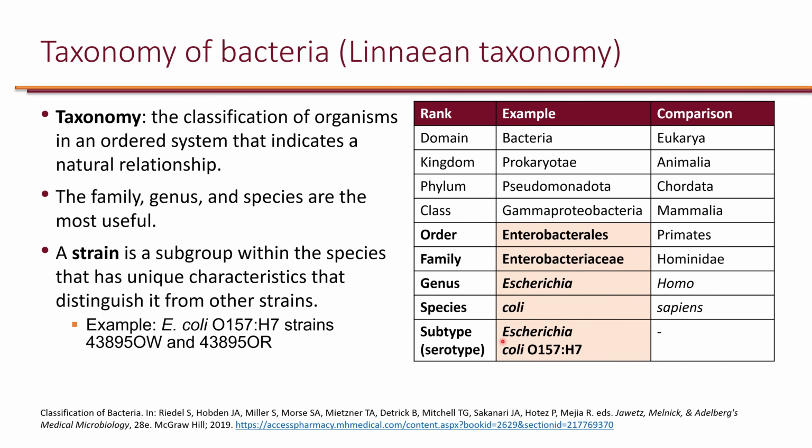Now, a strain is a subgroup within the species that has unique characteristics that distinguishes it from other strains. For example, E. coli is the species, and E. coli O157H7 is one of the subtypes of E. coli, and that itself can have different strains. For example, these strains are identified by a sequence number. So that's an example of strains.